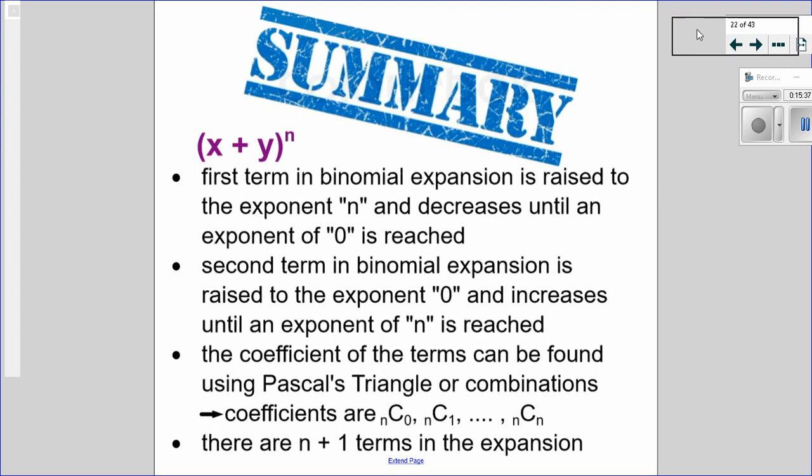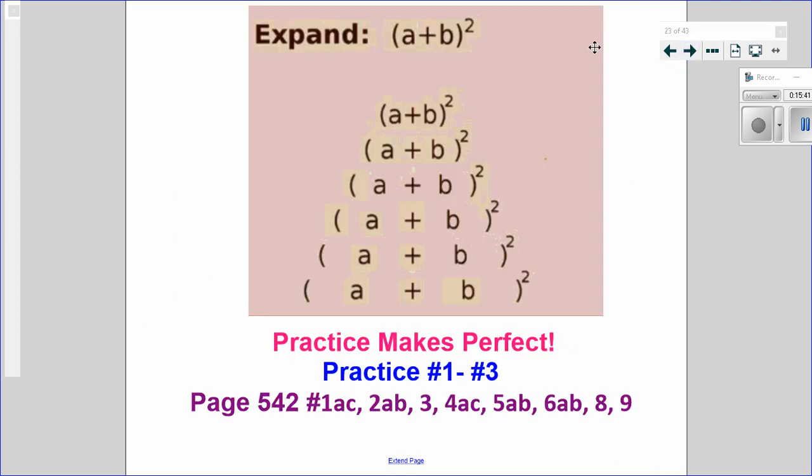So now that you've learned the binomial expansion, use my patterns to expand it, not making it bigger and expanding it like this student did.